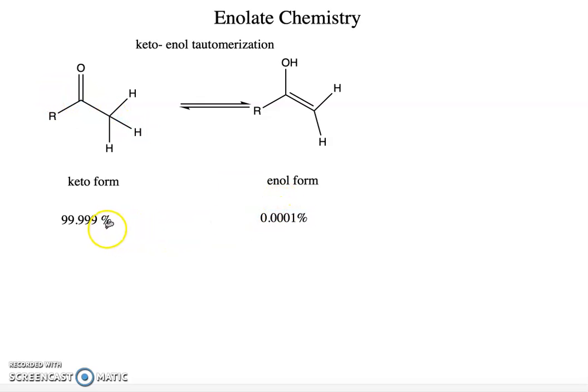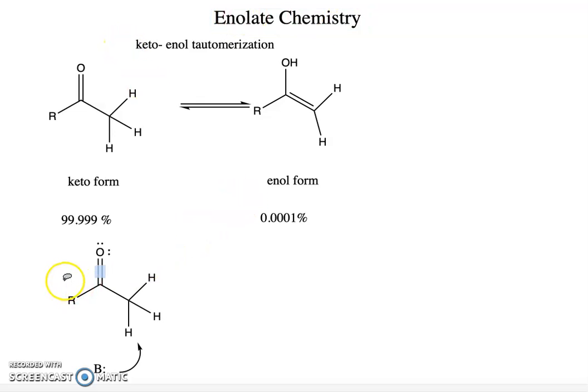But approximately 99.99% of the compound is in the keto form, and only 0.0001% is in the enol form. That's nowhere near enough for us to do anything interesting in terms of chemistry. What we're going to have to do is look at a related compound, something similar to the enol, something called the enolate.